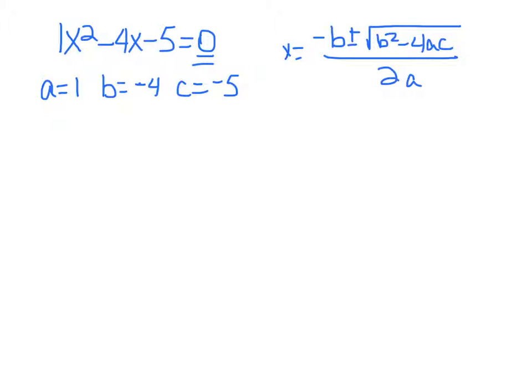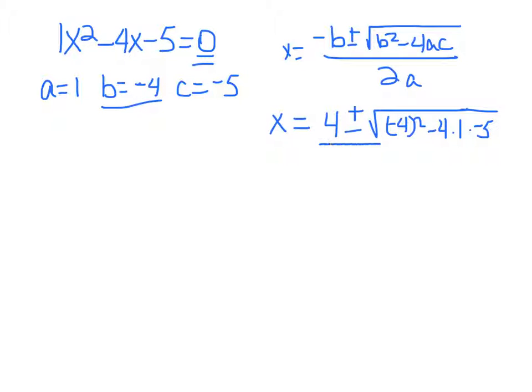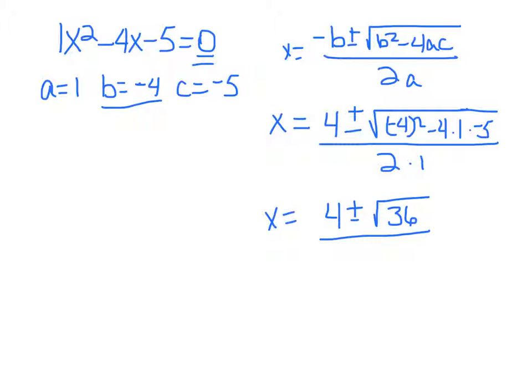Okay, x equals negative b plus or minus the square root of b squared minus 4ac all over 2a. So let's get started. If b is negative 4, then negative b must be positive 4, plus or minus the square root of b squared minus 4ac. That means negative 4 squared minus 4 times 1 times negative 5, and all that is over 2 times 1. So you end up with 4 plus or minus the square root of 36 over 2.